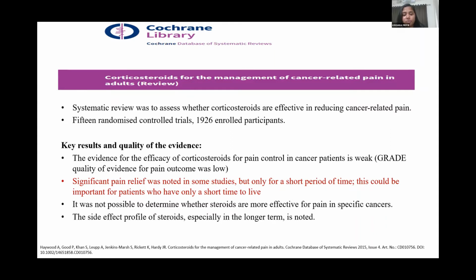And the key result showed that significant pain relief was noted in some studies, but only for a short period of time. And this could be important for patients who have only short-term time to live. For a longer period of time, there were more side effects of steroids when they are used for a longer term.